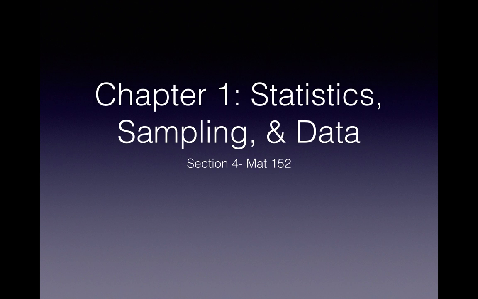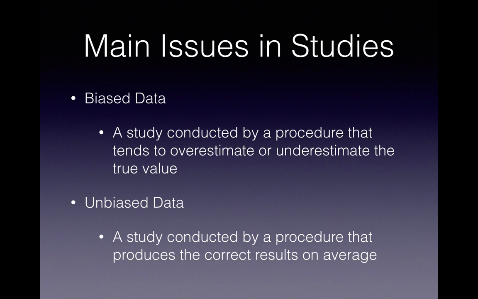All right, and the last section that we're going to learn today is in section 4 of chapter 1. We're going to continue talking about our sampling and our experiments, and we're actually going to talk about some main issues that occur in studies. Now, our main issues deal with biased and unbiased data.